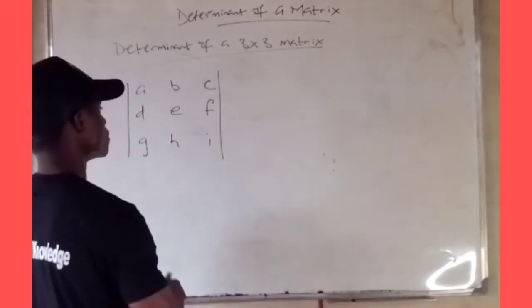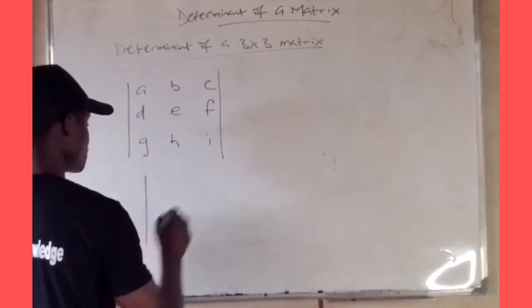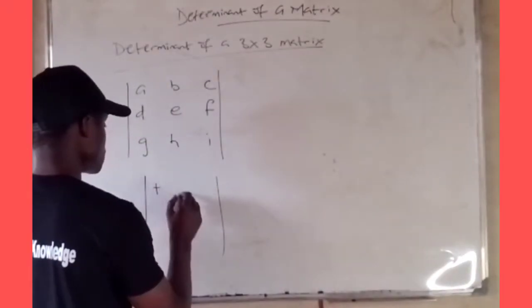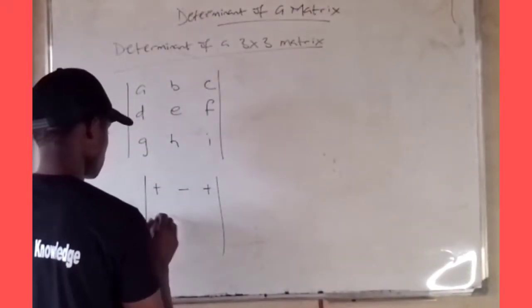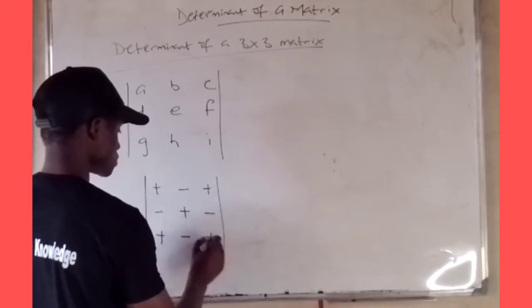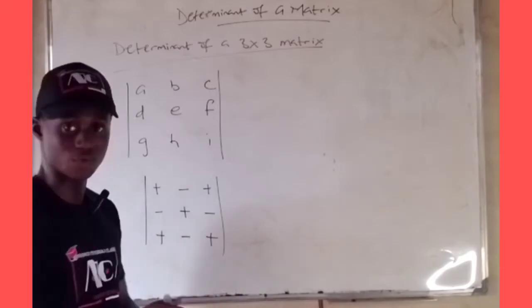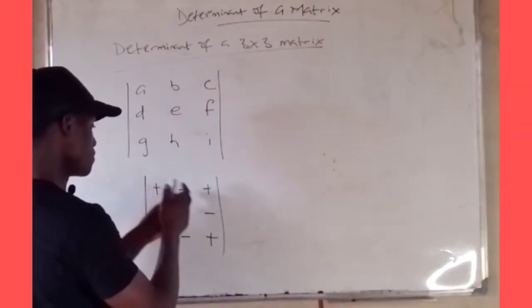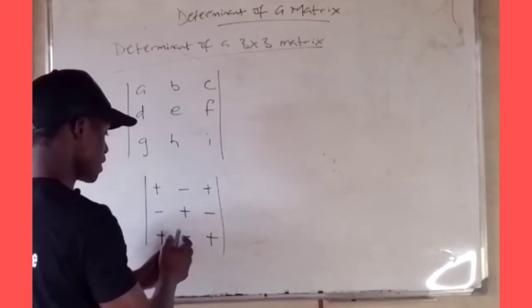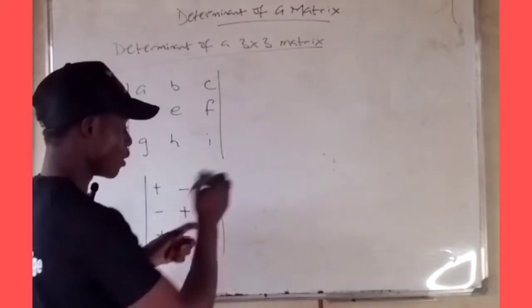This is how it goes. For example, it could be in this way. Now, there are 2 major possibilities for this. You could have it plus, minus, plus, minus, plus, minus, plus, minus, plus. They alternate, meaning that when you have plus for the first one, minus for the next, plus, minus, plus, minus, plus, minus, and plus. They alternate.